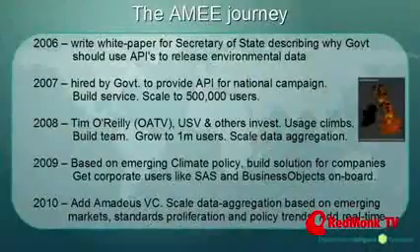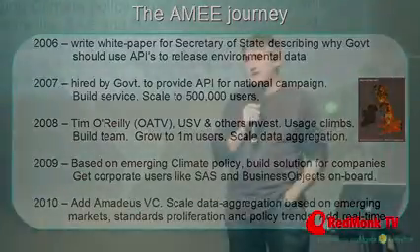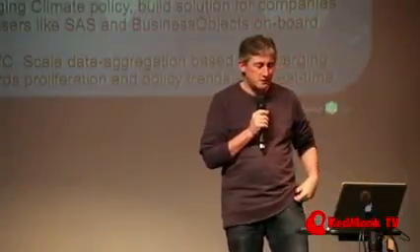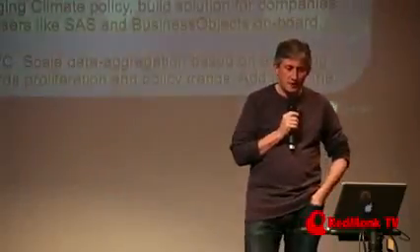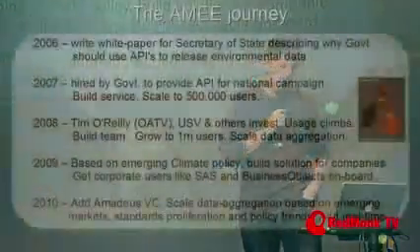And then 2009, there was emerging climate policy. You had Copenhagen. So we started to bridge out into building solutions for companies. We got corporate users like SAS and Business Objects on board, a really broad range of users, lots of API keys out in the wild. Probably by this time, there's about 1,500 API keys out in the wild.